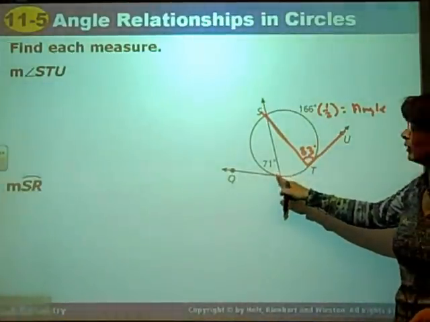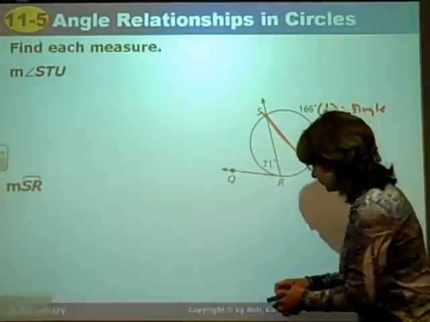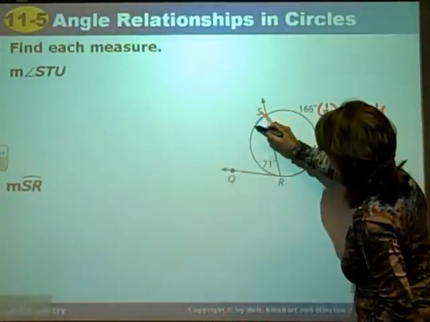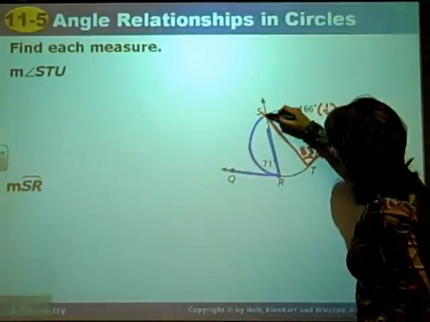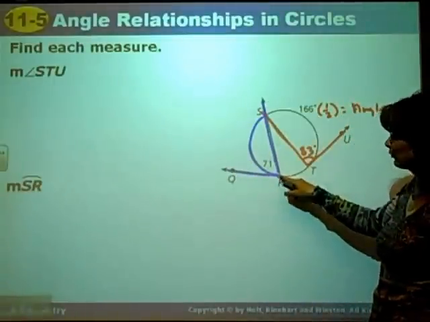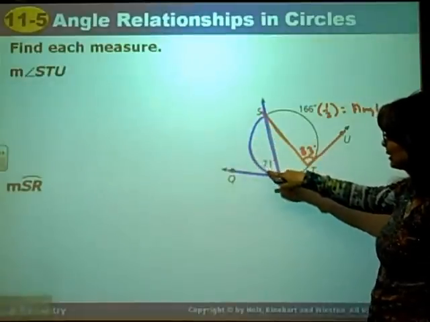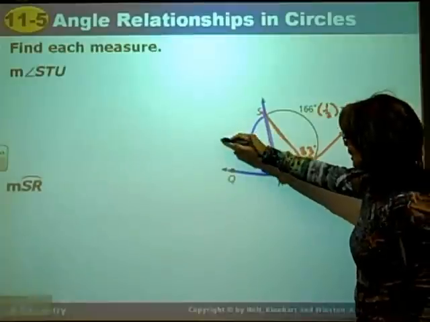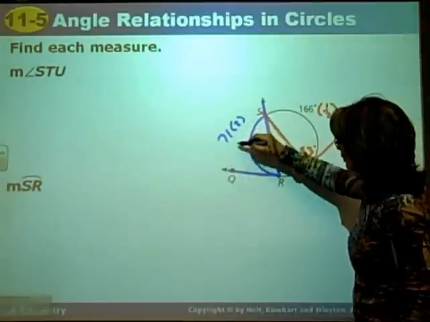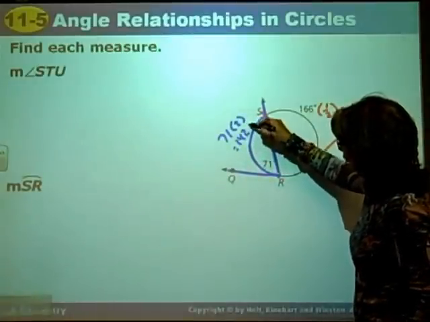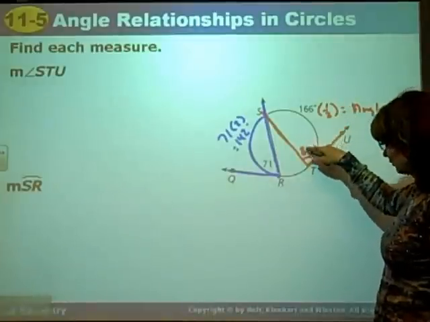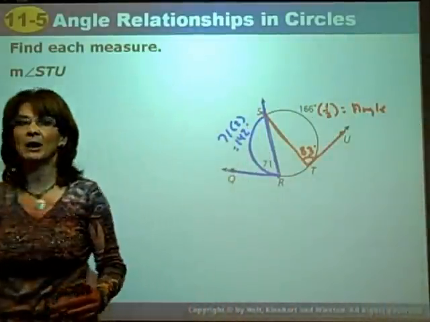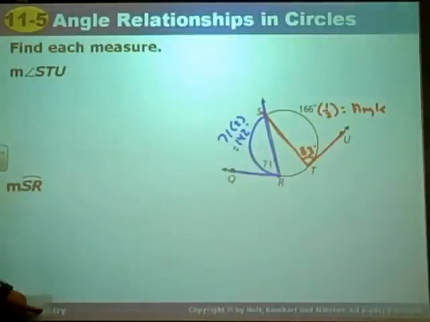Now here I know an angle. I want to find arc S to R. I see tangent, secant. Well, I have the vertex on the circle and I can see an arc in here. So 71 times 2 gives me the arc, 142 degrees. So angle times 2 to get the arc, divided by 2 to get the angle. Same as we were doing when we had the interior.